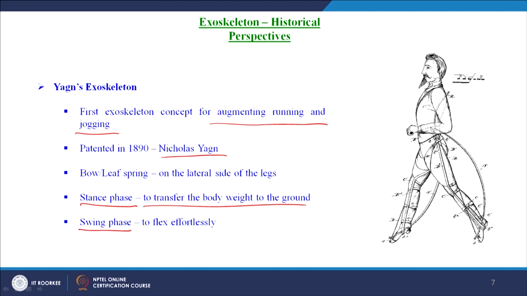And in the swing phase, the exoskeleton concept helps to flex effortlessly. That is, in the stance phase it is helpful to transfer the body weight to the ground, and in the swing phase the swinging leg will be flexed naturally without any effort by this spring based or leaf spring based exoskeleton concept by Yagn.